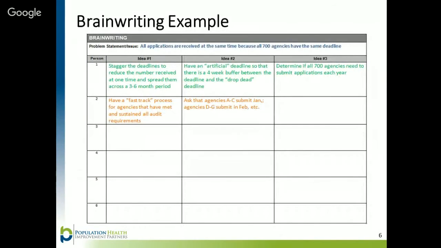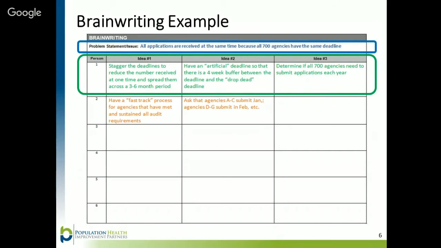Here is an actual example of the 6-3-5 method that has been passed to 2 individuals. The blue section represents the problem statement. The green section in row 1 represents the ideas of person number 1. The orange section in row 2 represents the ideas of person number 2 that add to or build off of the ideas of person number 1. The process would continue until each person reviews the existing ideas and builds off of those or adds new ones.